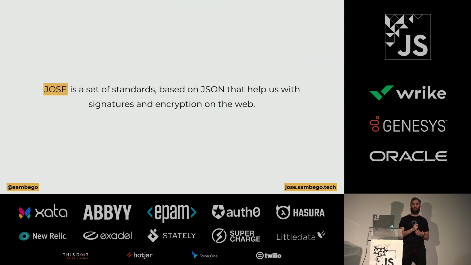And JOSE is a set of standards based on JSON that helps us with signatures and encryption on the web. You have two different kinds. You have the compact version, which is the JWS as a string with 3 parts, or as JWE as 5 parts. But you also have a JSON version, which is easier to read and it's easier to work with as a developer. Depending on your use case, you can choose both. Unless you use JSON Web Tokens, then they're always going to be the compact string version because you send them over the network a lot of times.